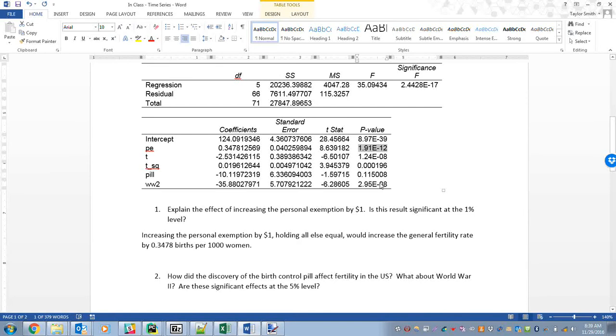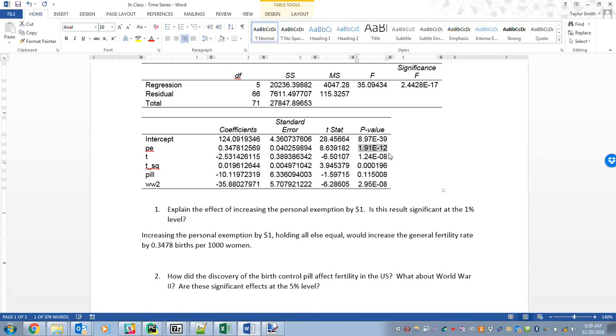Now, this p-value is very, very small. That E negative 12 means 10 to the negative 12th power. So essentially there are 12 zeros in front of the 191. So 0.0000, a whole bunch more zeros, 191. Very, very small p-value in this case.